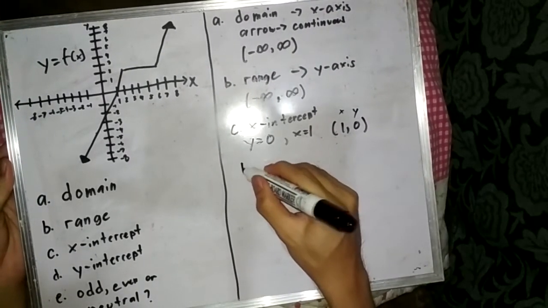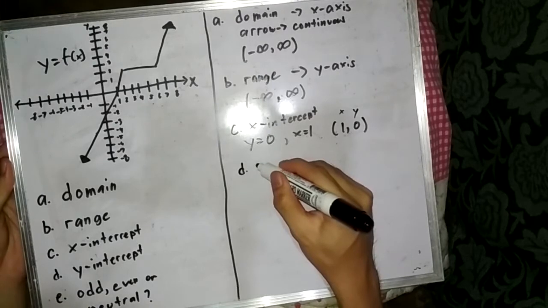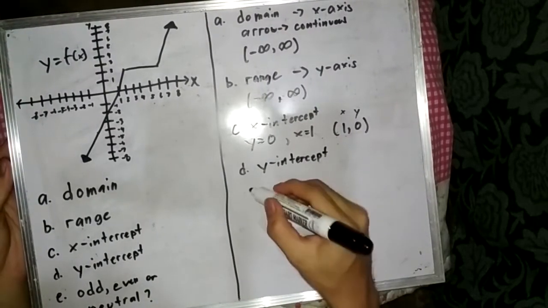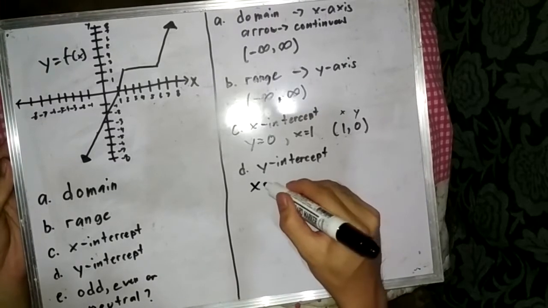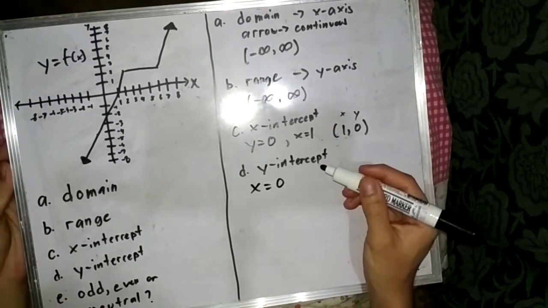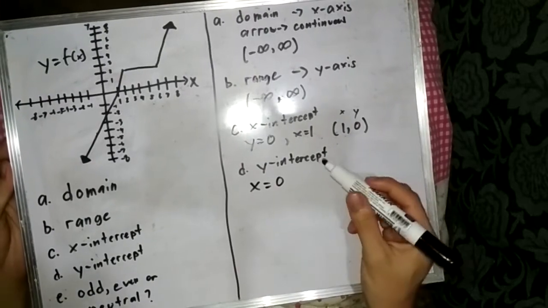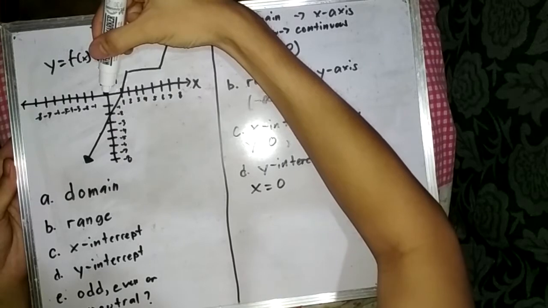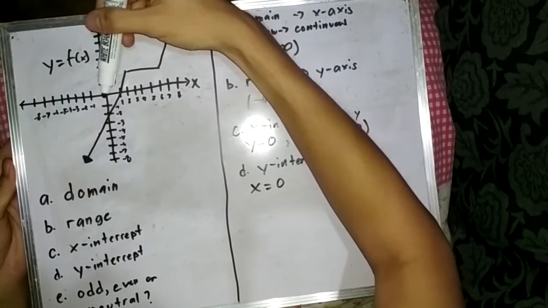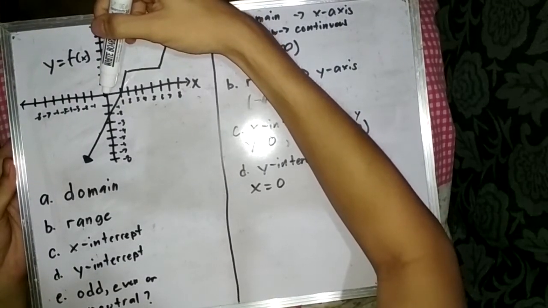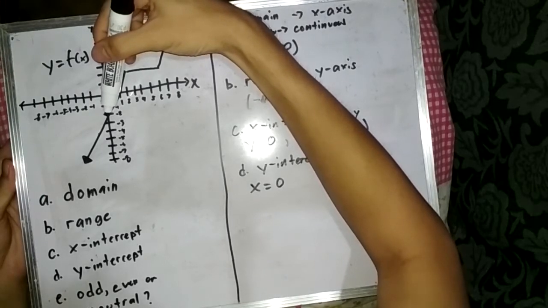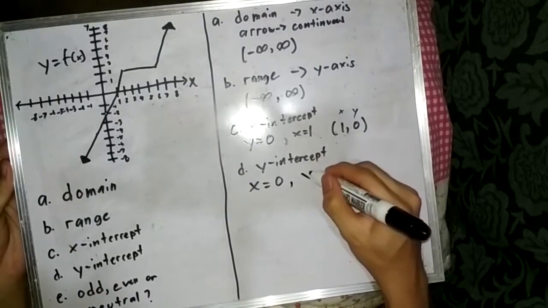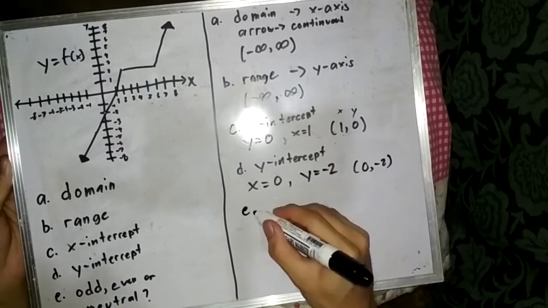Same goes for D, the y-intercept. For the y-intercept, you take x equal to 0 so that you can get the value of y. By using the graphical method, you plot again x equals 0, and then determine where the y is. Going down there, it is already plotted at negative 2. Therefore, y is equal to negative 2.